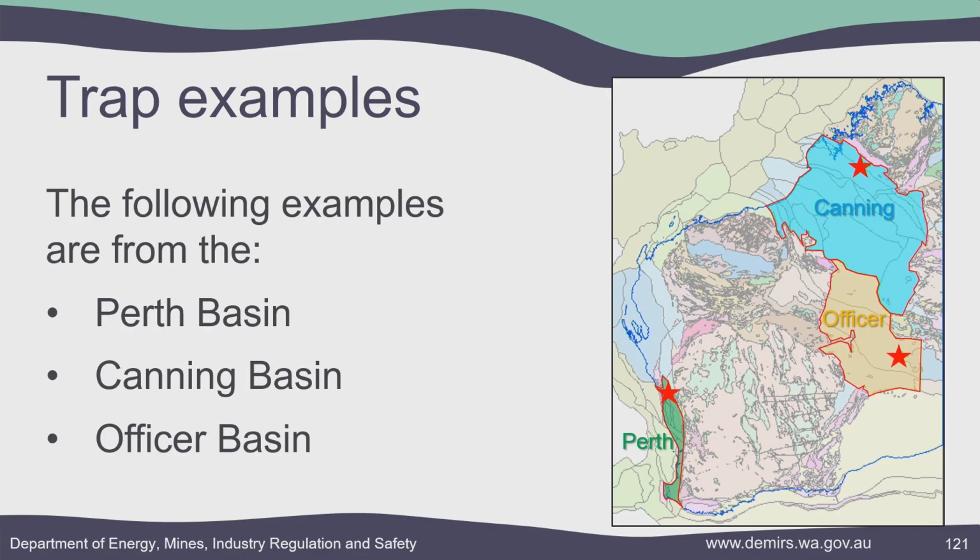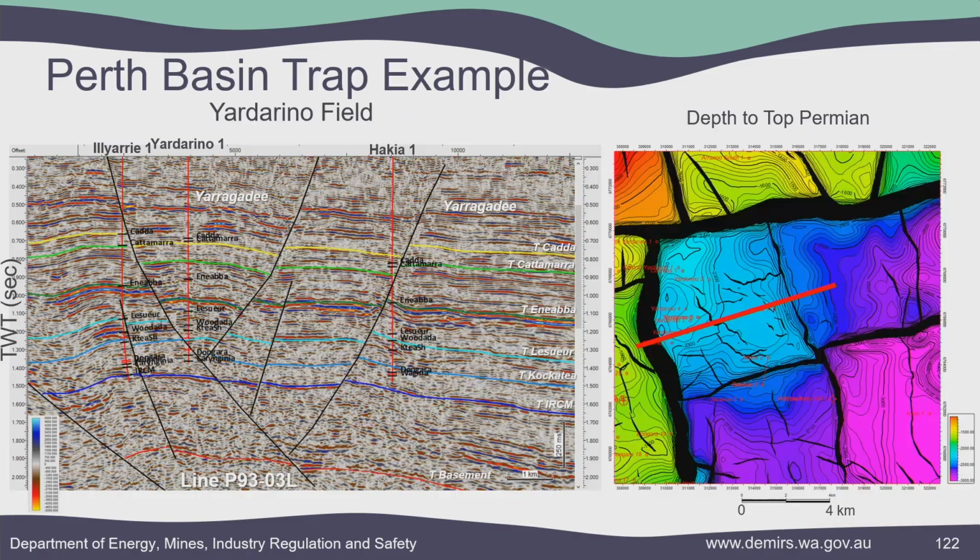I'll go through 3 examples of possible traps. I'll start off with the Perth Basin. That's the Yardarino field. For some of you who might not remember, this field was drilled in 1964. It was the first oil field that was found in WA. It's now depleted. It's the structure.